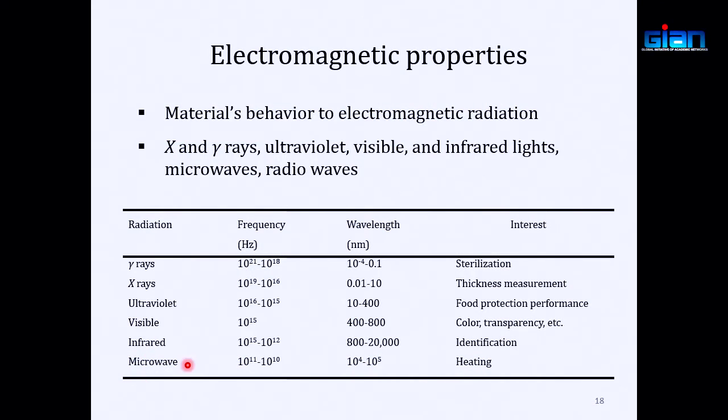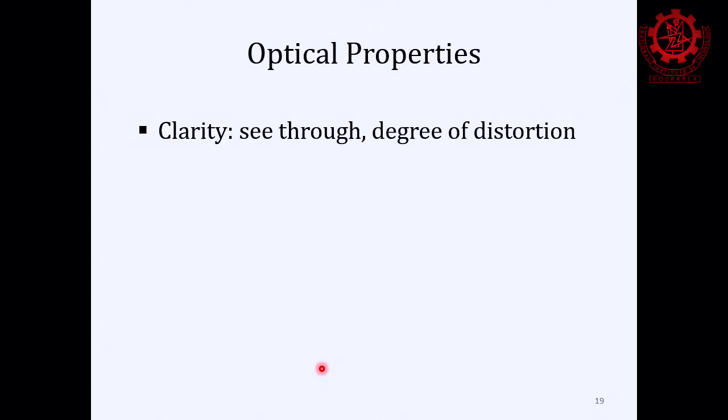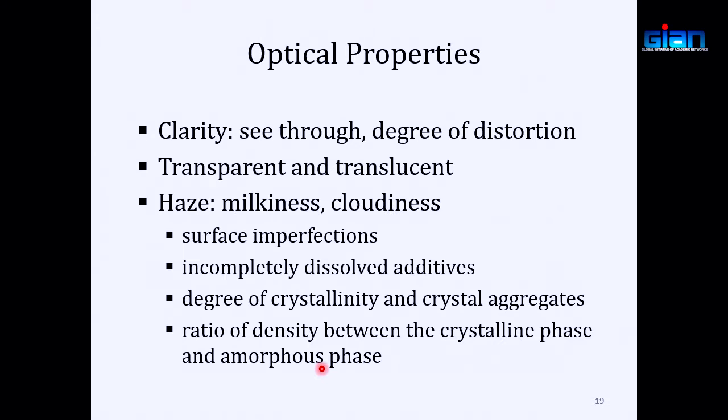So visible light is important in terms of the transparency. If visible light cannot pass through it, then you will not see what is on the other side of the package. Infrared, they do a lot of research here, infrared heating, microwave, as you all know, for pasteurization and sterilization. The optical property is very clear: you want light to pass through it so that you can see it. So it is for clarity, and it could be transparent or translucent.